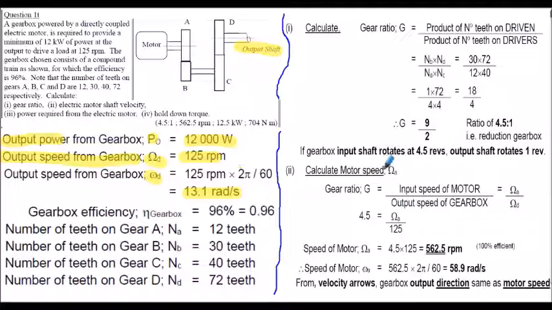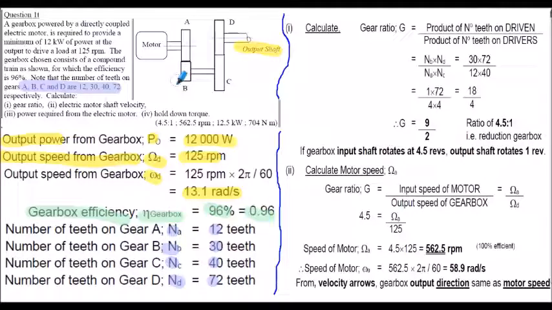They've given us the gearbox efficiency in the question. So gearbox efficiency is given as 96%. Don't forget we always use a decimal there, so that'll be 0.96. And the number of teeth were given on each of the gears, so we can just write them down here. On gear A, the number of teeth is 12. Gear B, it's 30. Gear C, 40. Gear D, 72. Just reading that directly from the question.